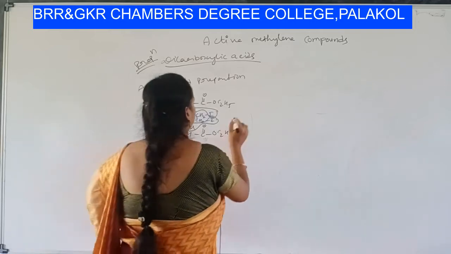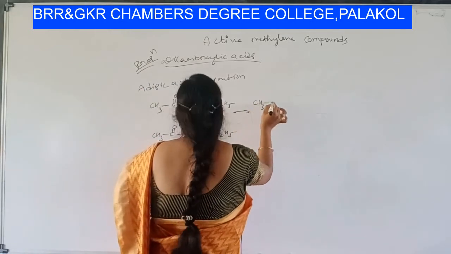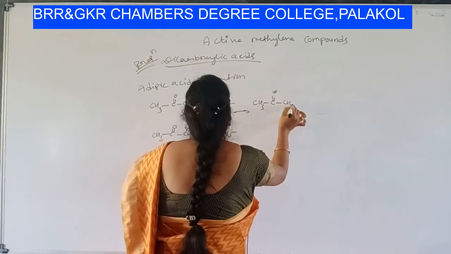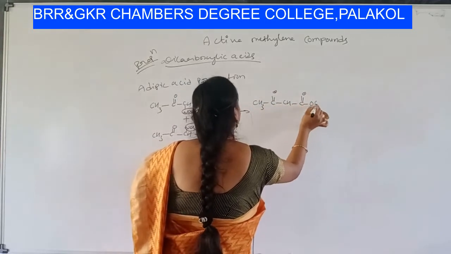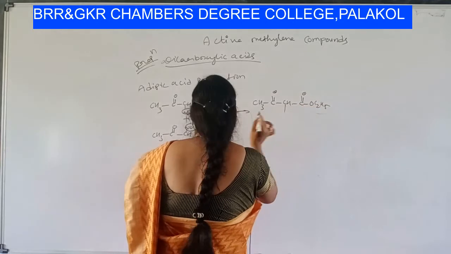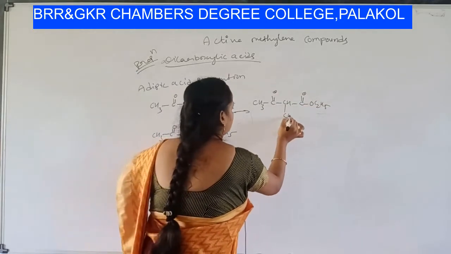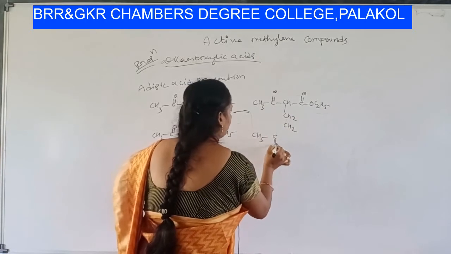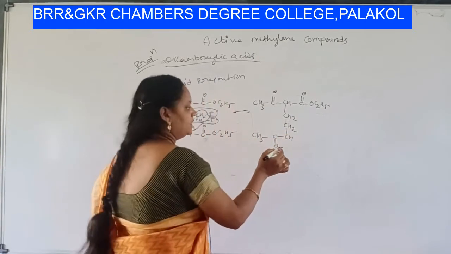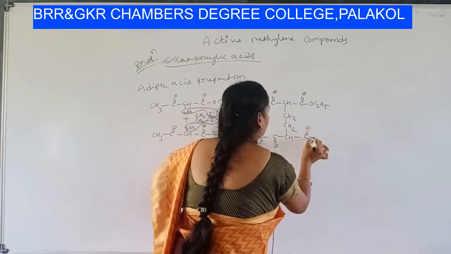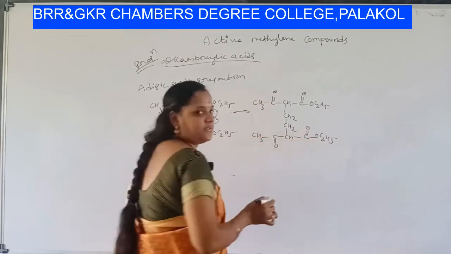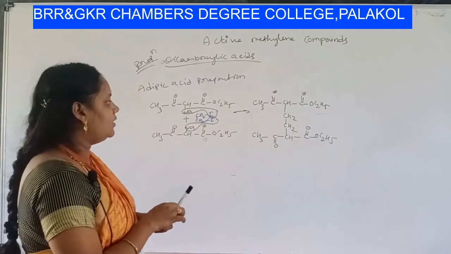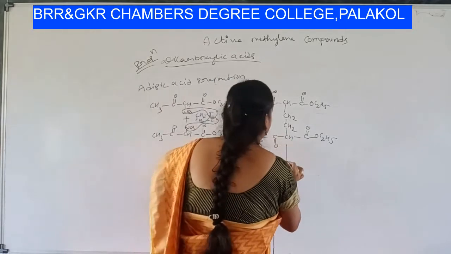So you will get CH3, C double bond O, CH, C double bond O, OC2H5. Okay, in between CH2 and CH2. So you will get CH3, C double bond O, CH, C double bond O, OC2H5. Okay, students? Now it undergoes hydrolysis, right?